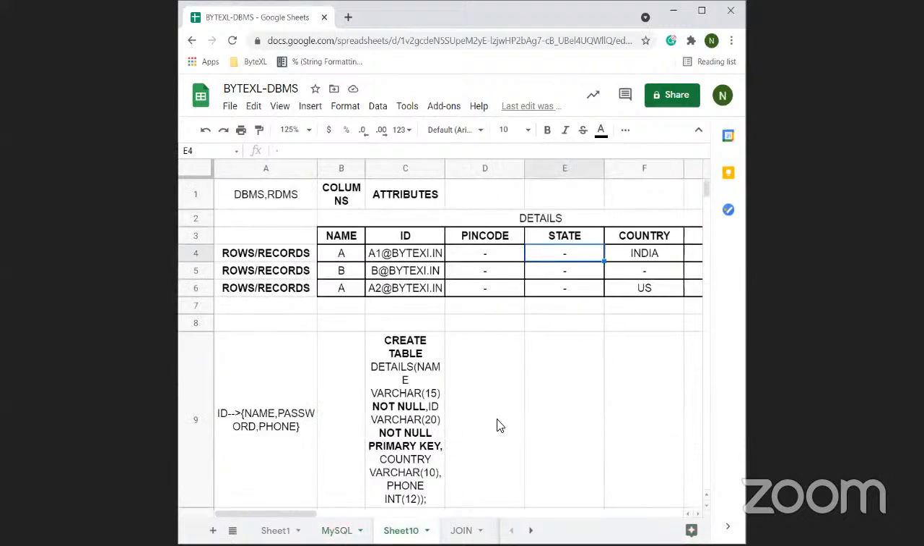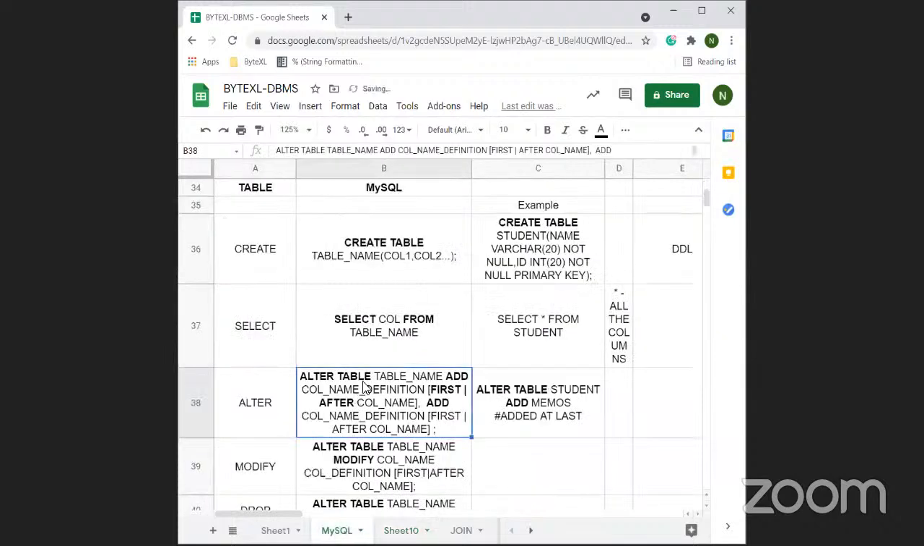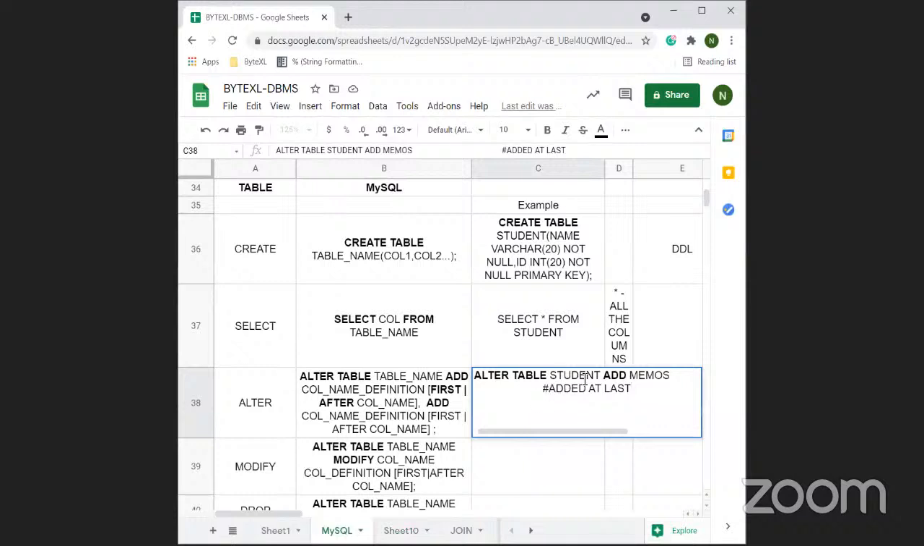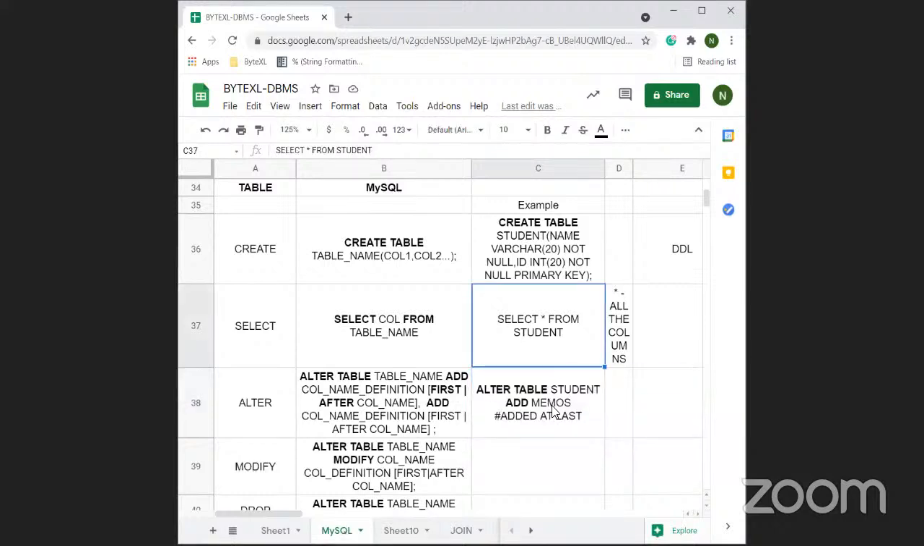For the first two examples, we will be seeing the entire code as well. From there, it will be self-explanatory. You will understand. So alter, as you can see here, alter table put together is one keyword. Then give the table name. If you want to add something, add followed by columns. By default, whatever columns you are adding, they will be added at last.